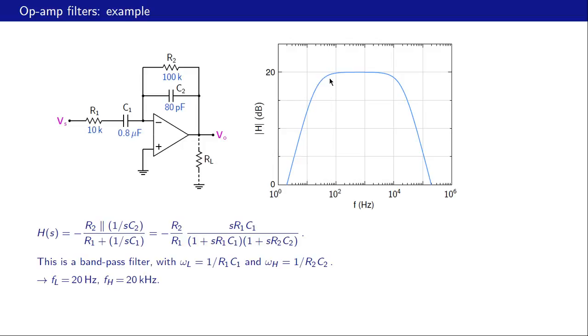What about the high cutoff frequency, FH? We look at the intersection of this asymptote with that one, and that should happen at 20 kilohertz. This is 10 kilohertz, this is 20 kilohertz. Again, the circuit file is available.